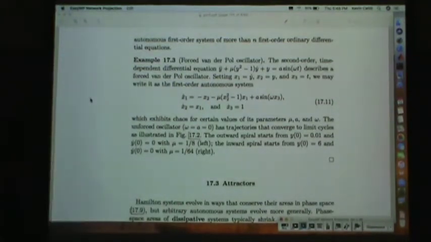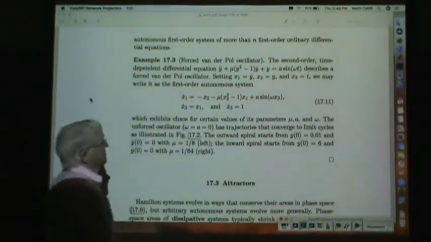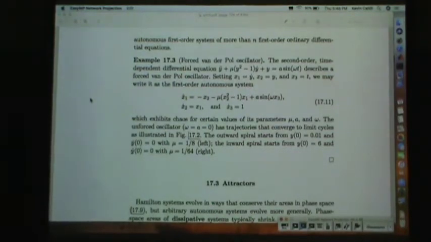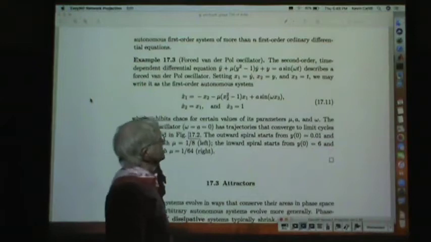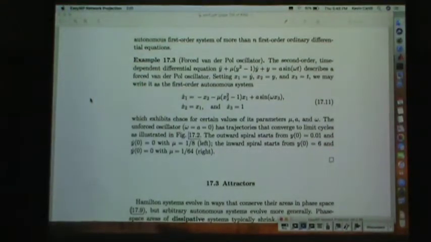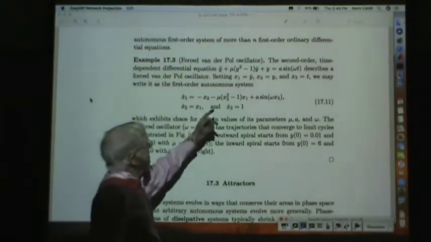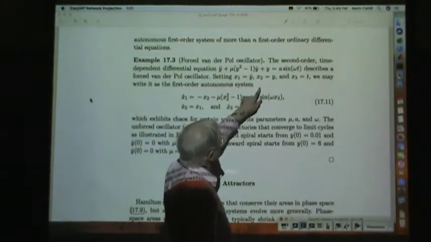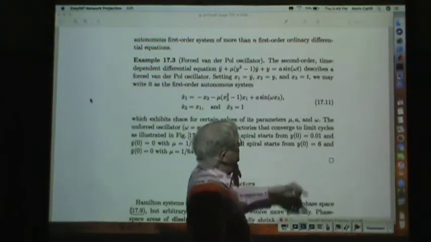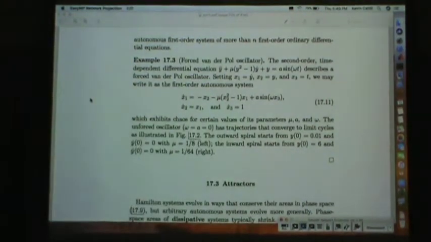It's time-dependent, because of this sine omega t term. And it describes a forced Van der Pol oscillator, and this is the forcing term. If you want to turn it into an autonomous first order system, what you do is set x1 equal to y dot. So that's the trick. You set x1 equal to y dot, and then you set x2 equal to y, and you set x3 equal to t. And then bingo, it's a first order autonomous system.